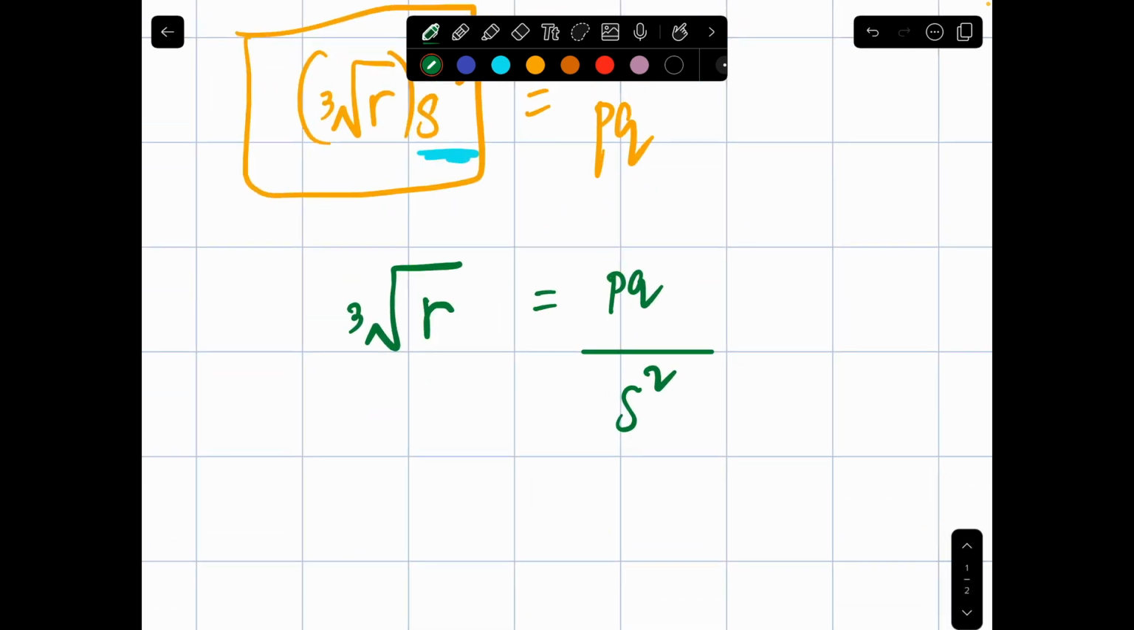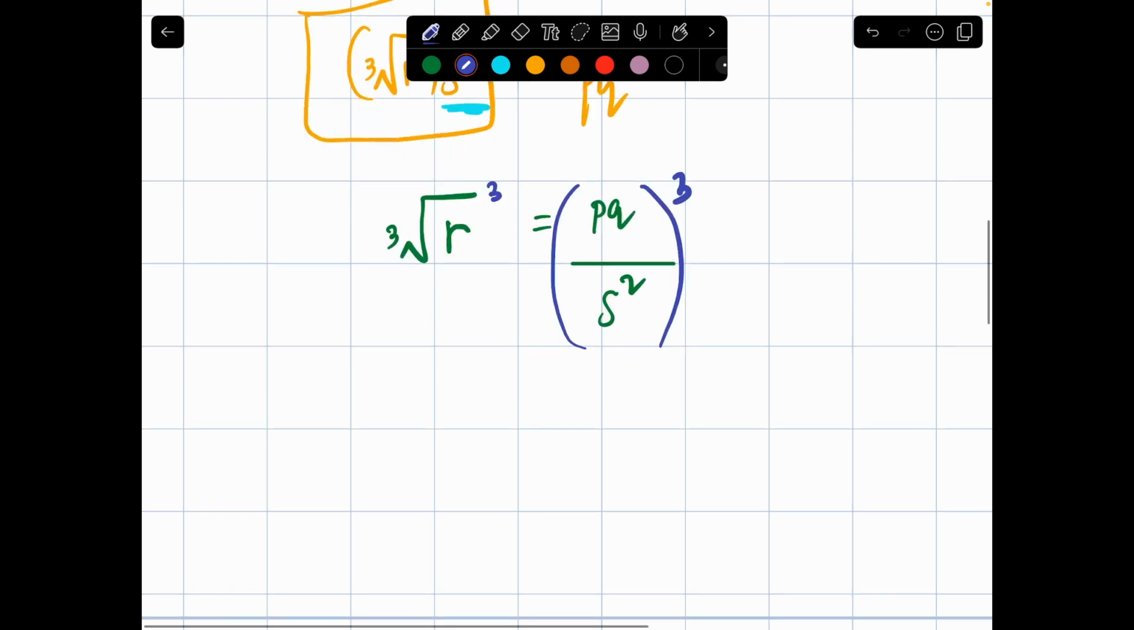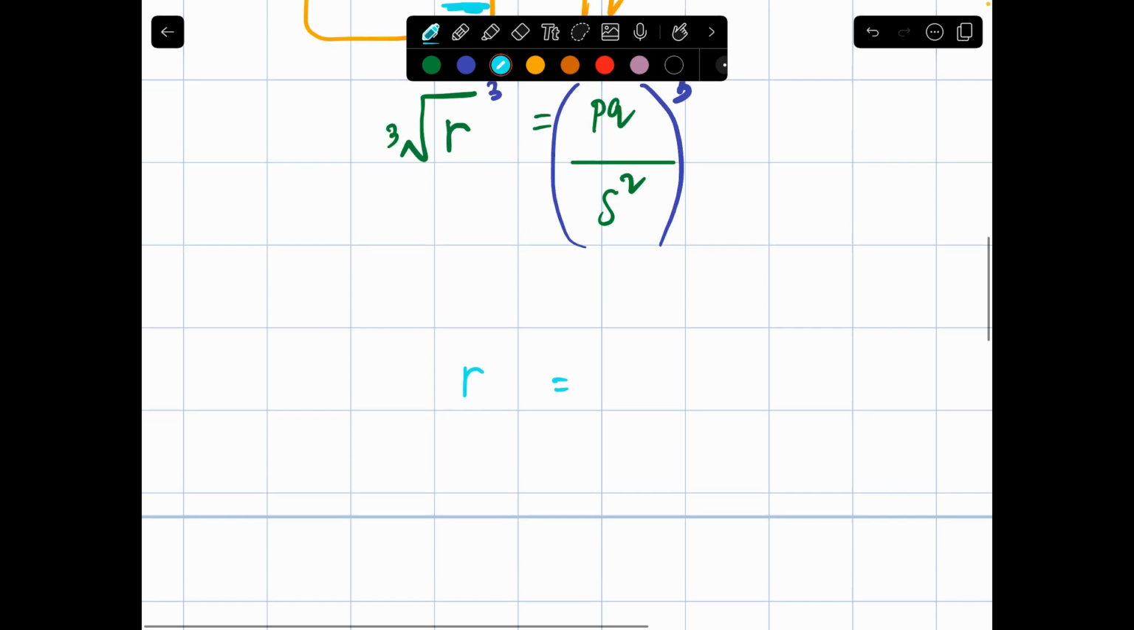And then here we have R. The same thing as the previous question. We are going to neutralize the cube root by adding a 3 to it. We are going to cube this entire thing. When we cube this, what we have to do at the same time is to cube the term on the right. And remember, cube the entire thing. That's it. So we would get the answer of R. Cube root and cube will cancel each other. We will have R equals PQ over S squared, whole thing cubed.